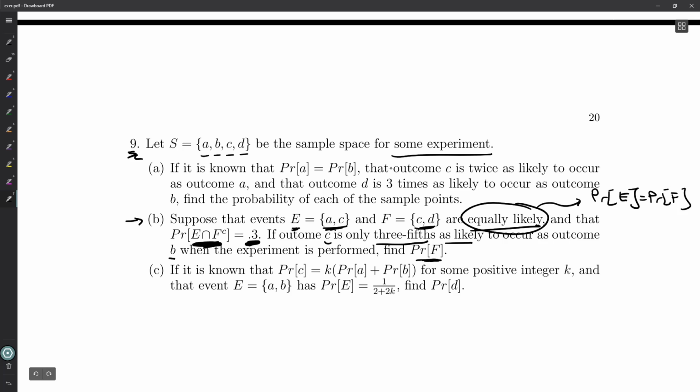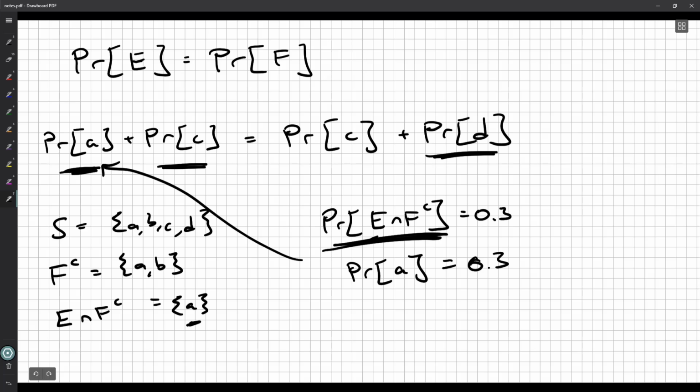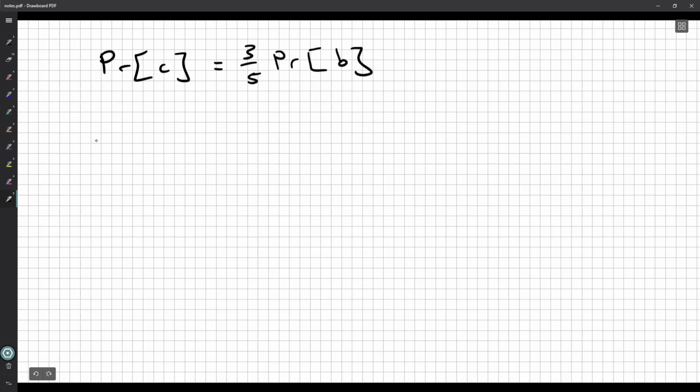What else are they telling me in this question? C is only 3/5 as likely to occur as B. So some more natural language that is giving me some coded information. The probability of C is 3/5 the probability of B. So we're starting to relate certain things to each other. Certainly the probability of A we actually know, but C and B and D, what else can we do?